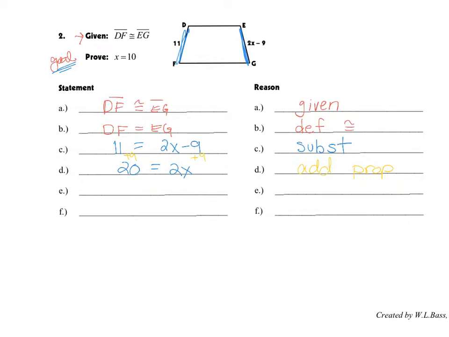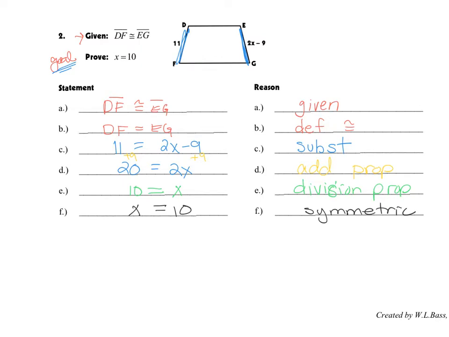Our next step is to isolate that variable, which would be x, and 10 equals x. What we would have to do to make that happen is divide both sides by 2, and that is the division property. And then our last step, we have 10 equals x, and we wanted to get to x is equal to 10, and we can do that. That's what the symmetric property tells us.